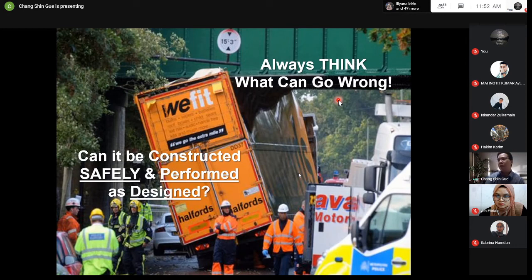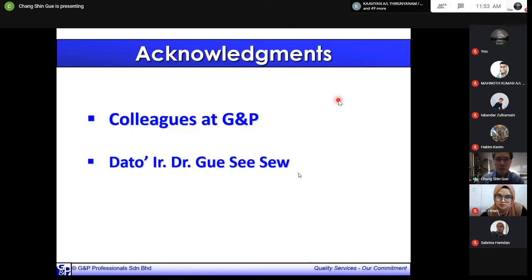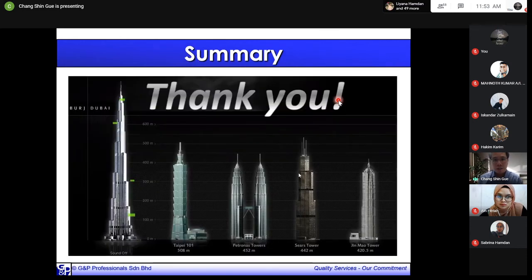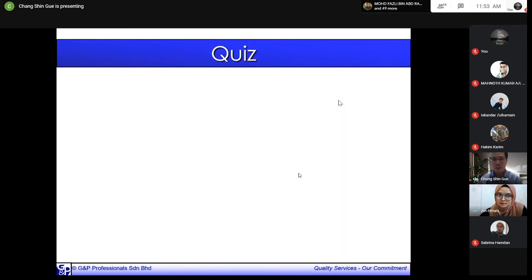So remember to think what can go wrong at site, and whether your design can be constructed safely and perform as designed. Some of the slides are from our colleagues from GMP, so thank you. If you have any questions, you may ask before we go into the quiz.